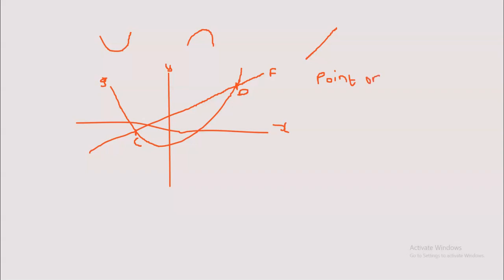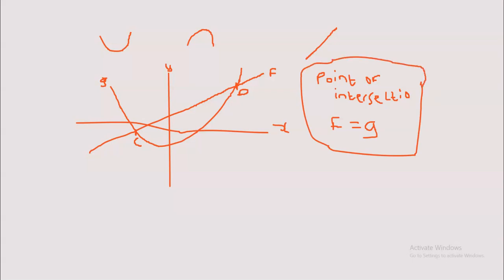Now the first thing you must always know with the point of intersection is that both graphs are going to be equal to each other at those respective coordinates. Remember, we're dealing with the f graph and the g graph, so at that point, f will be equal to g. So if they ask you to find the coordinates of C and D, those are the points of intersection, you can just equate your f and your g graph. Don't forget that. It will come in handy when you do other questions. That's the first thing you must know.